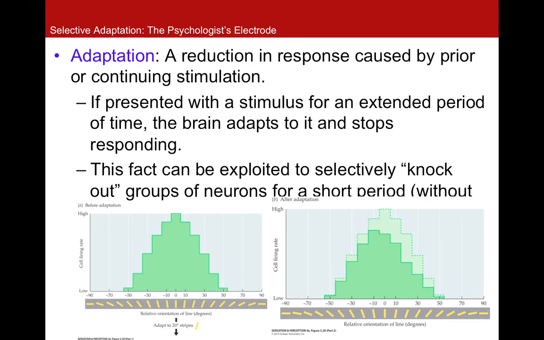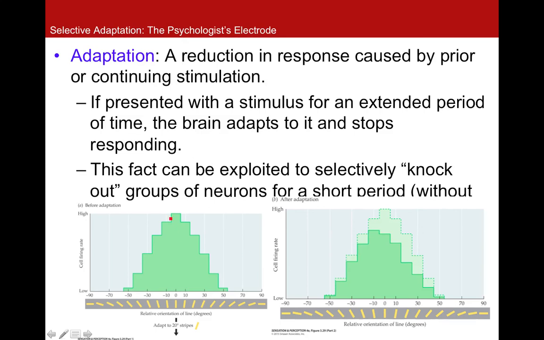So also, the neurons can adapt to continued presence of a stimulus. Adaptation is a reduction in response caused by prior stimulation or continuous stimulation. And we'll see adaptation in every sensory system that we look at. So if you present a visual stimulus for an extended period of time, the brain basically says, I've seen this before and I'm bored, and it adapts to it. It stops responding. And this can actually be exploited to knock out groups of neurons by exposing them to a certain stimulus or a certain type of stimulus, and then they'll stop responding for a short period of time. And so the figure shows what happens here.